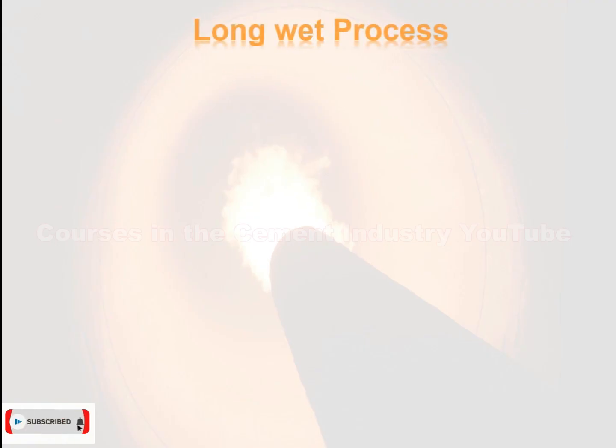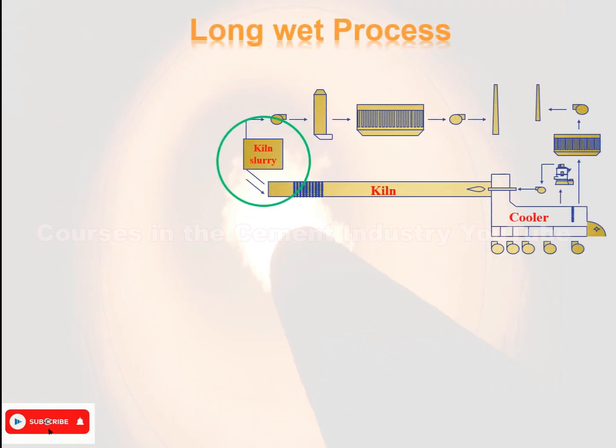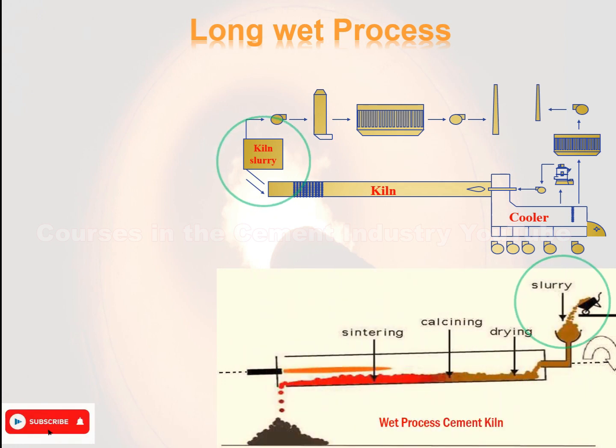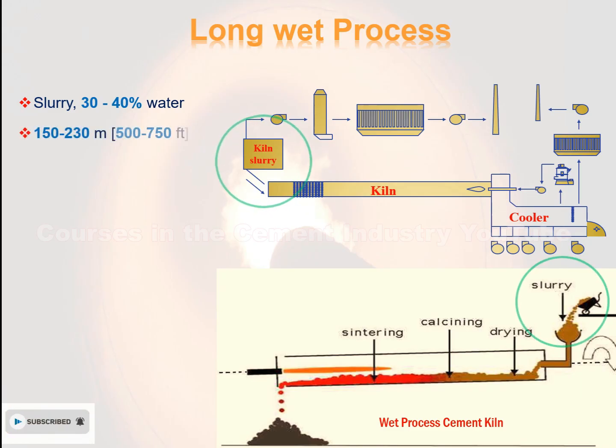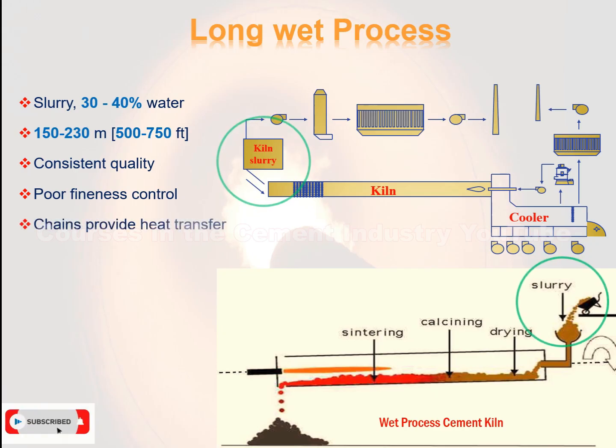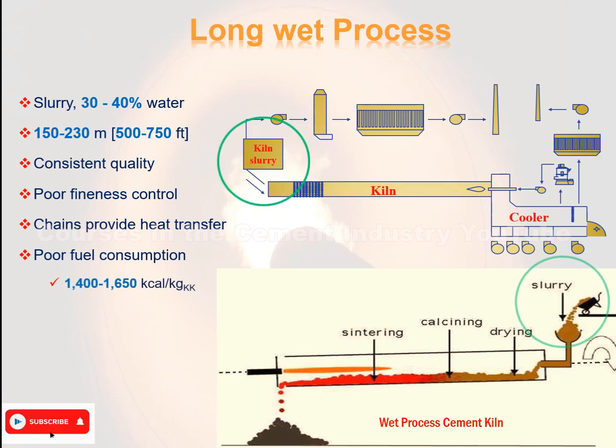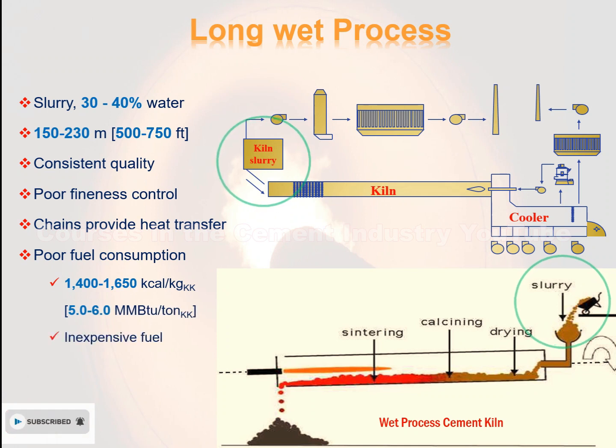1. Long wet process. One of the most important characteristics of this method is the nature of slurry: slurry with 30 to 40% water. The length of the rotary kiln is 150 to 230 meters. Consistent quality. Poor fineness control. Chains provide heat transfer. Poor fuel consumption: 1,400 to 1,650 kilocalorie per kilogram. Inexpensive fuel. 2 to 3.5 hours residence time.